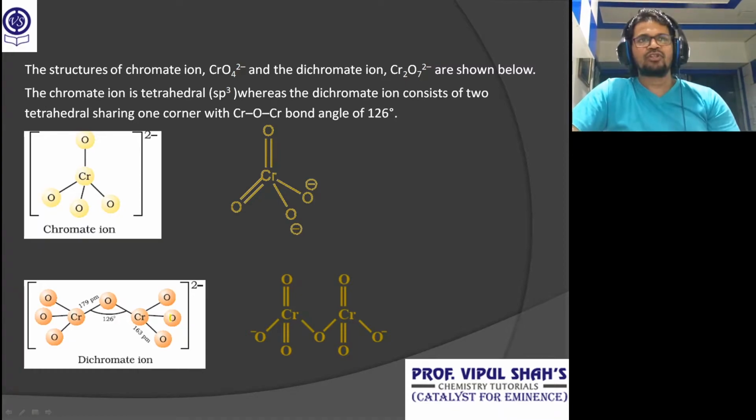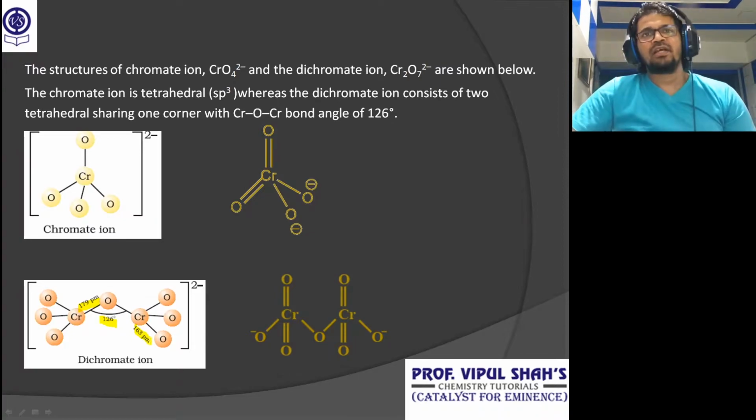Look at that structure, where the Cr-O-Cr bond angle, that's important, people, is 126 degrees. And in the Cr-O-Cr, the bond length on that side is 179 picometers. And in CrO3 on the one side, the bond length is 163 picometers. That's what we see. All right.